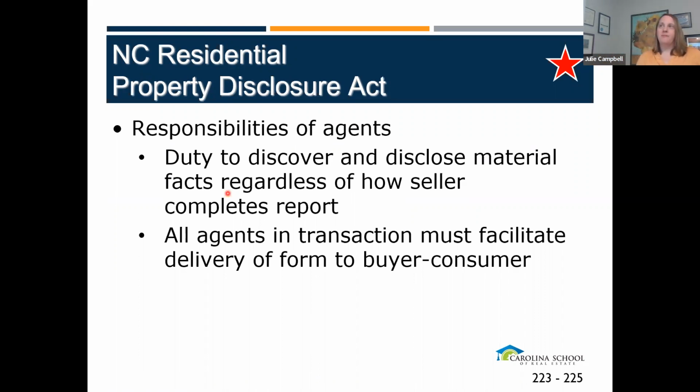And then, as we said, all agents in the transaction need to get this to the buyer. If it's a for sale by owner, if they don't have it, provide them with a blank copy so they can fill it out.